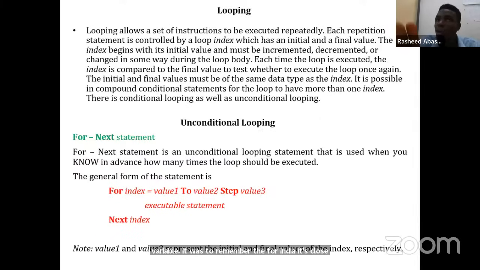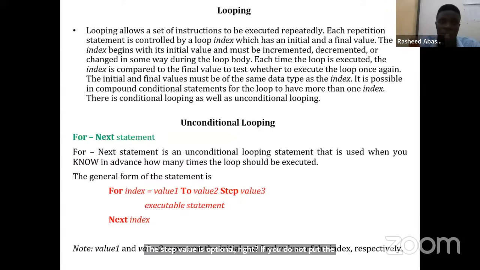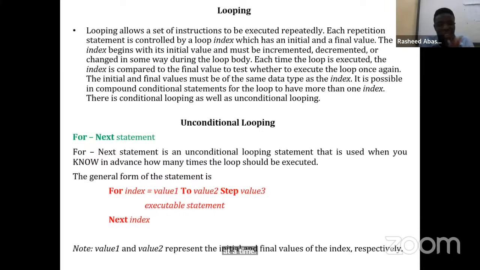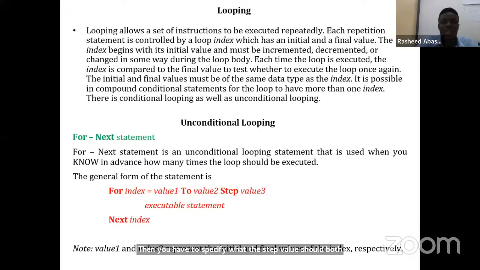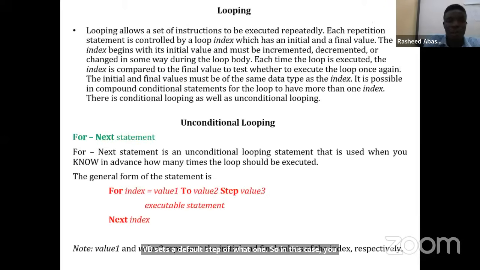The step value is optional, right? If you do not put the step value, by default, it is 1. That is, it goes one step at a time. But if your step value is going to be a different value, then you have to specify what the step value should be. But in the case where you do not specify it, VB sets a default step value of 1. So in this case, you can see for index equals value 1 to value 2, step value 3.